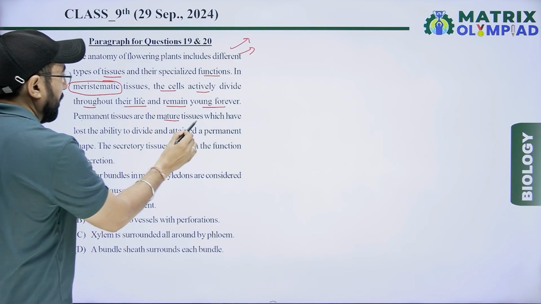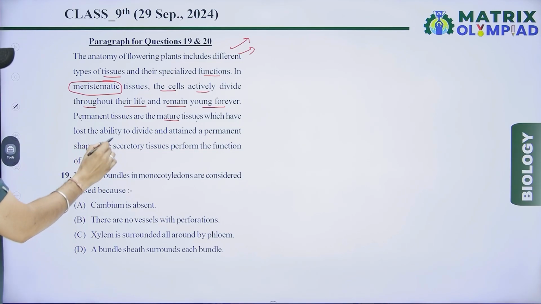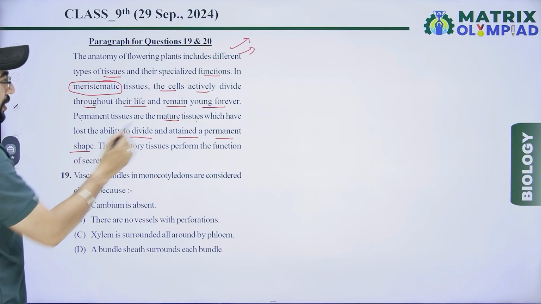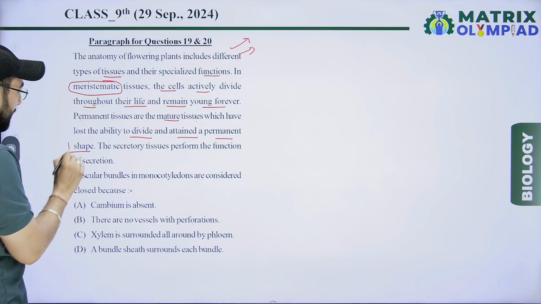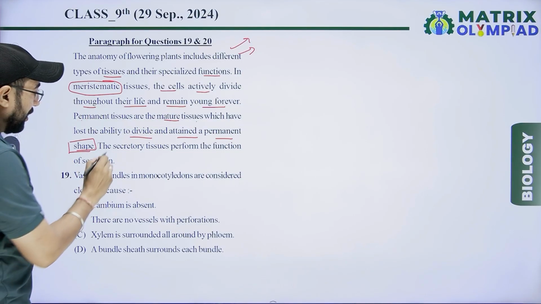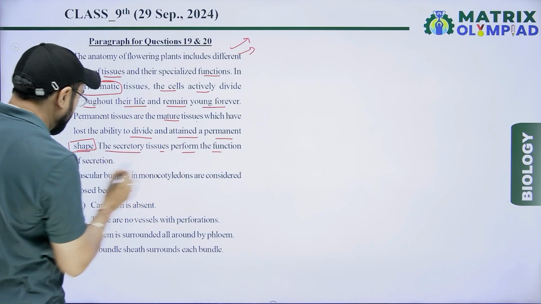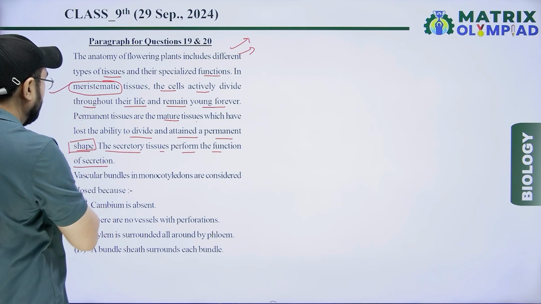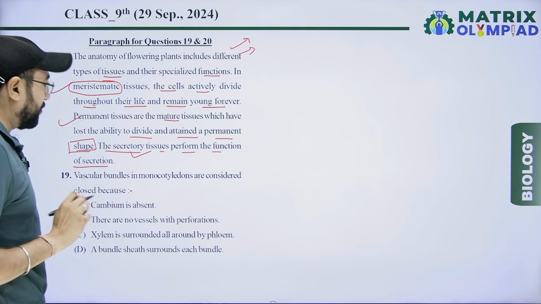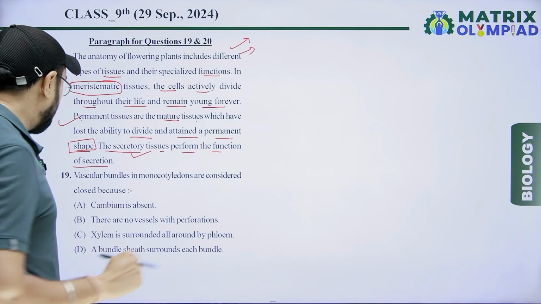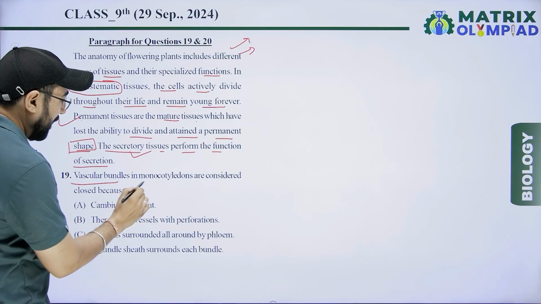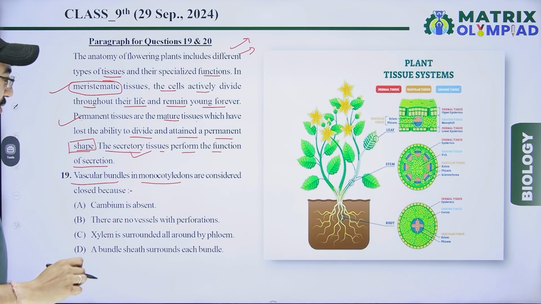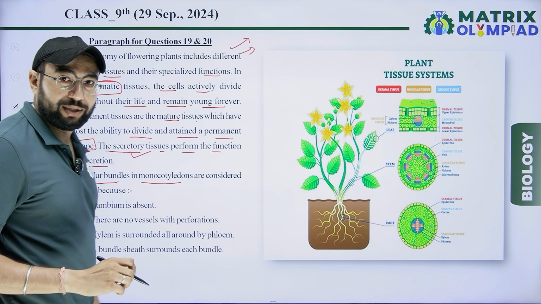Permanent tissues are the mature tissues which have lost the ability to divide and attained a permanent shape. The secretory tissue performs the function of secretion. In this paragraph: meristematic tissue, permanent tissue and secretory tissue. According to the paragraph, the first question is: the vascular bundles in monocotyledons are considered closed because of the closed condition.